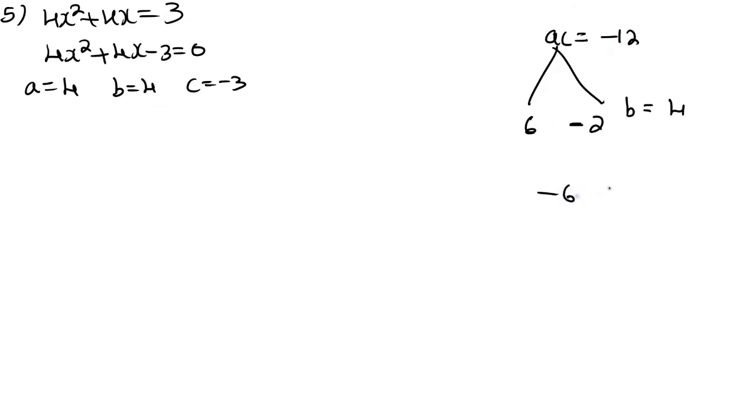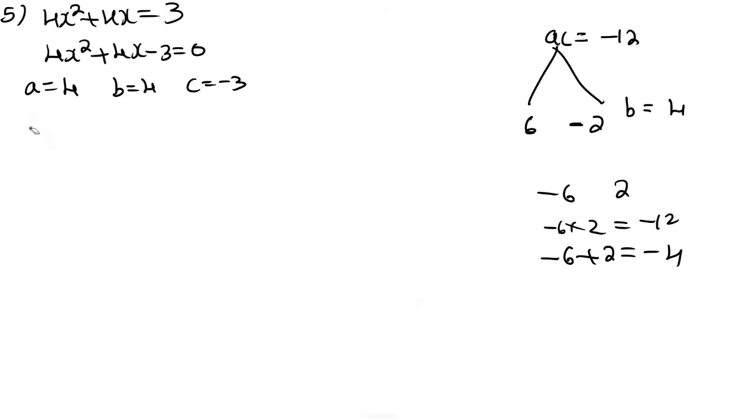But minus 6 and 2 is not possible, because see, minus 6 into 2 is equal to minus 12. AC is possible. But what about b value? Minus 6 plus 2. Okay, its value is equal to minus 4, but we want plus 4. So you need to take the numbers 6 and minus 2. Okay, now rearrange this one.